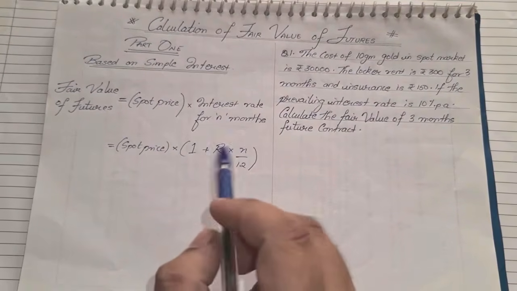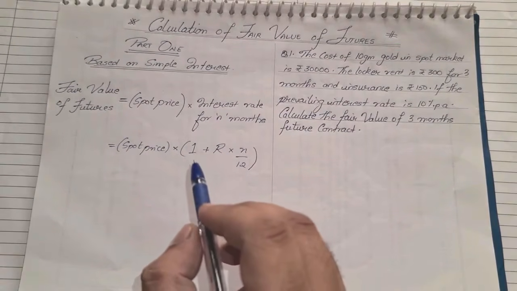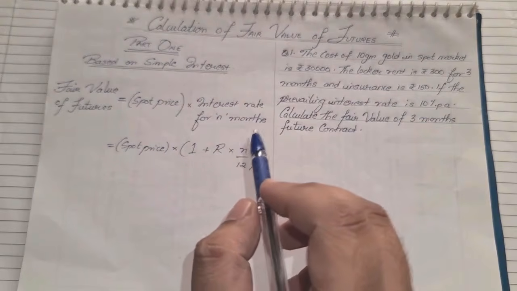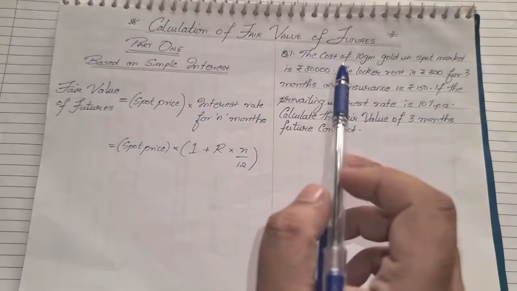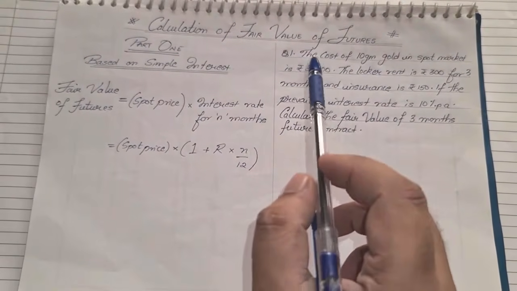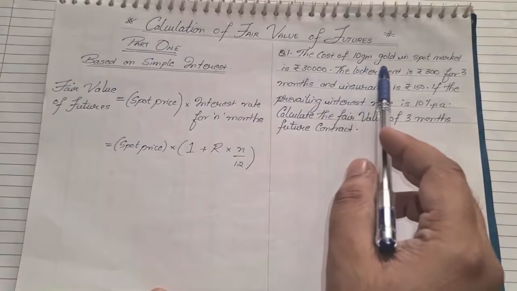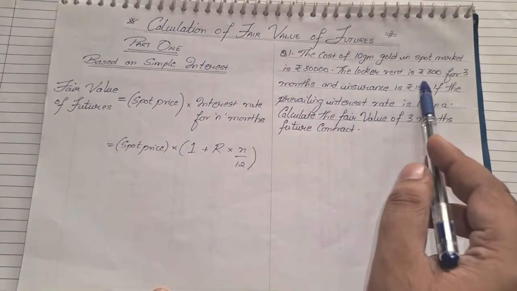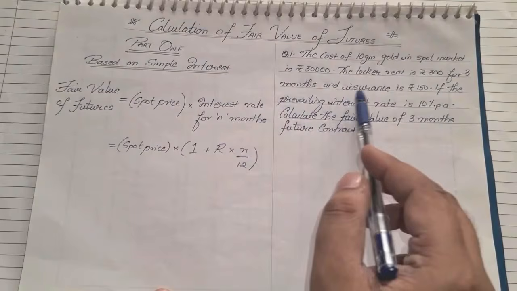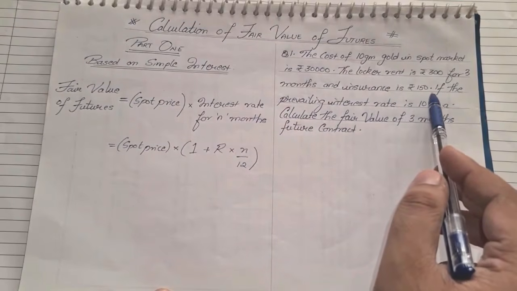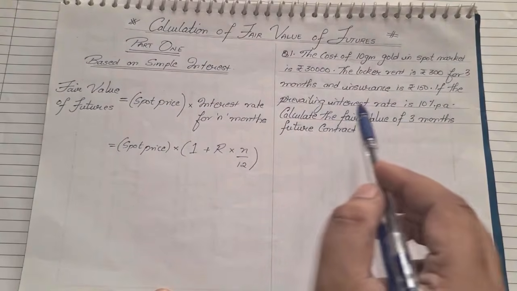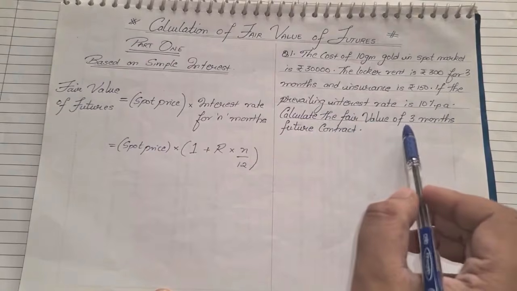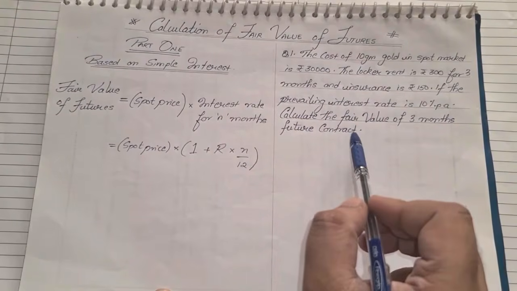Number 1. Again, this topic is very important for all the BMS students. 15 marks are expected to come from this particular topic. So we will start with the first one. The cost of 10 gram gold in spot market is 30,000 rupees. The locker rent is rupees 300 for 3 months and the insurance is rupees 150. If the prevailing interest rate is 10% per annum, calculate the fair value of 3 months future contract.